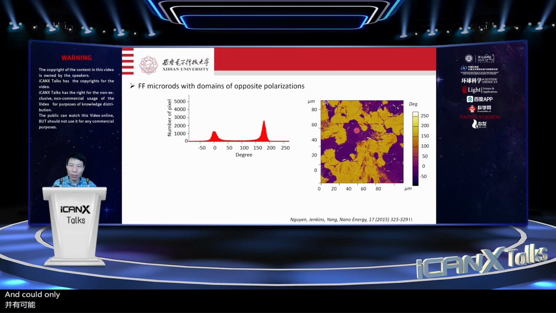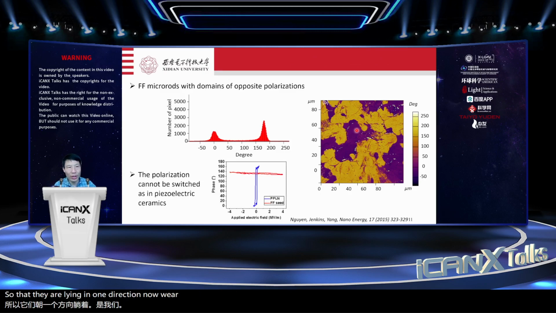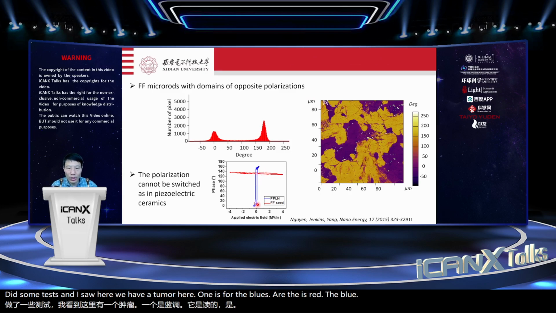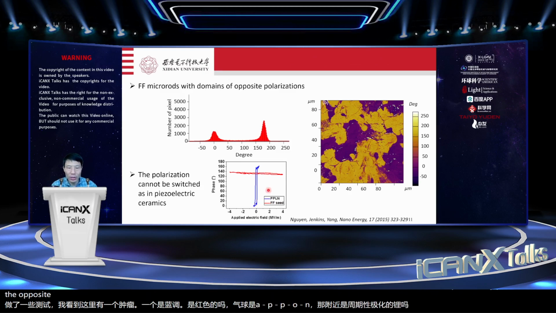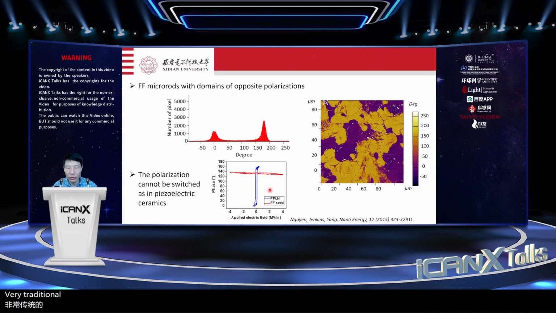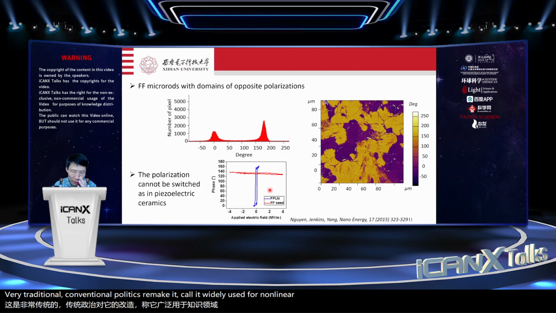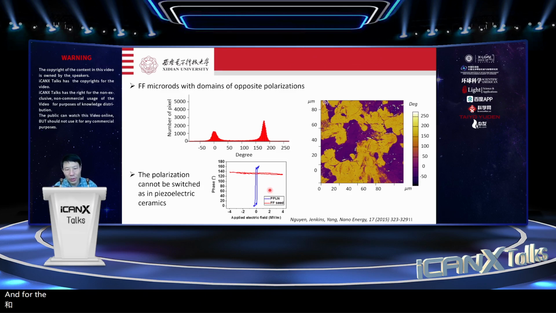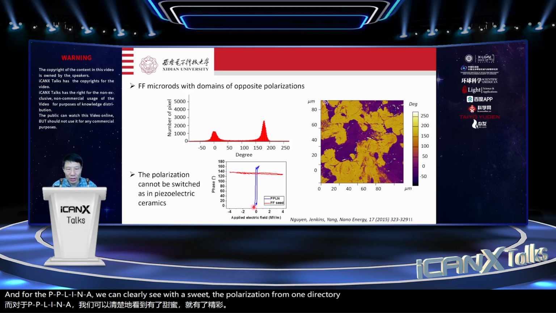Could we apply a strong electric field to switch all those polarizations so that they align in one direction? We did some tests. As shown here, we have two materials. One is blue, the other is red. The blue is PPLN, that is periodically poled lithium niobate. That is a very traditional, conventional piezoelectric material. It's widely used for nonlinear optics. And for the PPLN, we can clearly see we can switch the polarization from one direction to the other relatively easily.